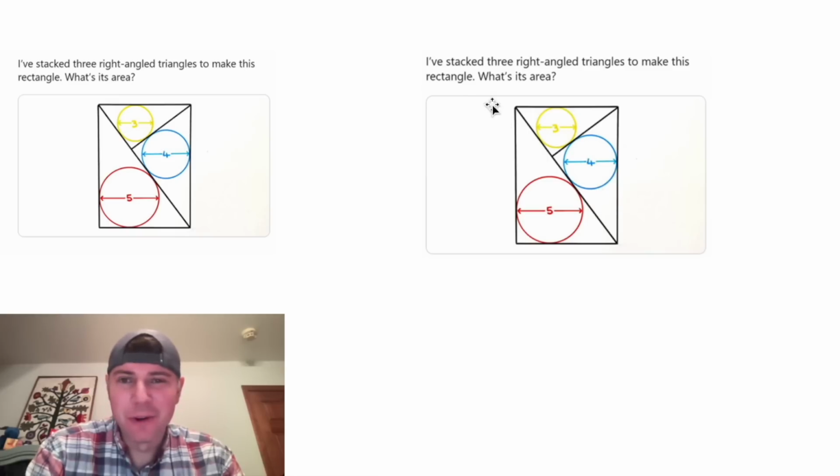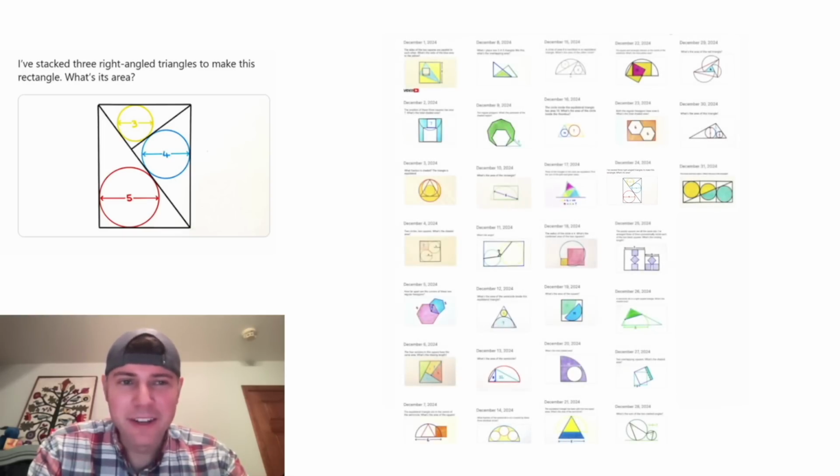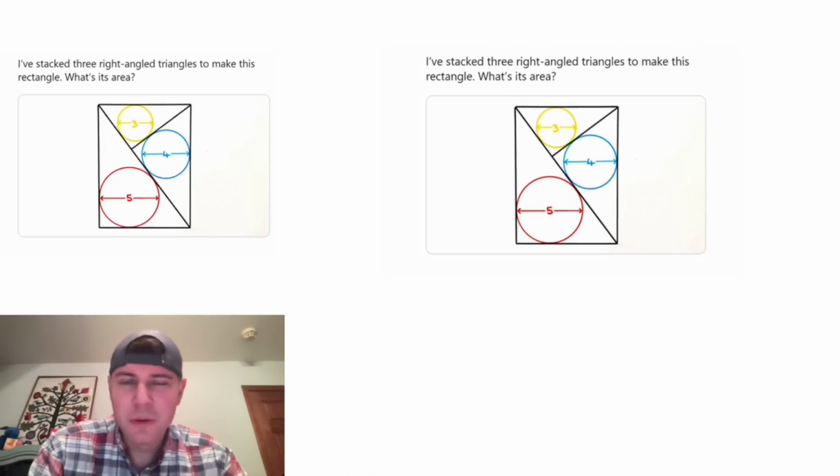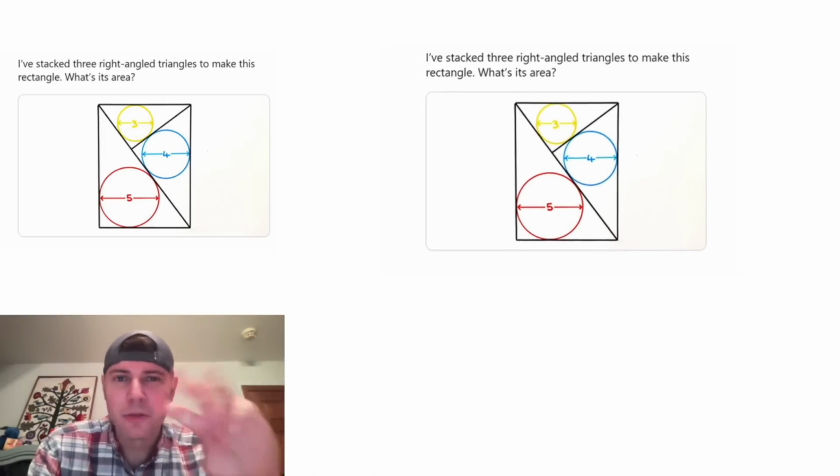Hey guys, this looks like a fun one. It says, I've stacked 3 right-angled triangles to make this rectangle. What is its area? This is day 24 of our Aggvent calendar. For the month of December, we're going to solve 31 Catriona Agg puzzles in 31 days. And if you want to try this one, pause it right now, because I'm going to solve it in 3, 2, 1.